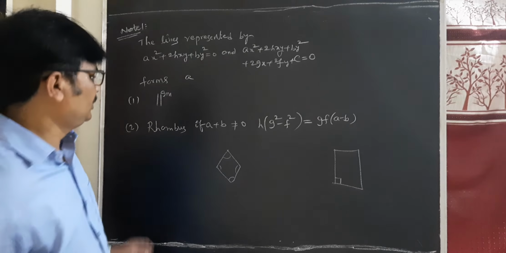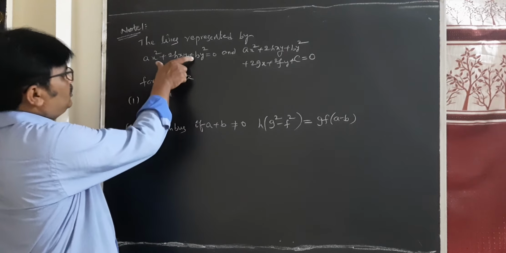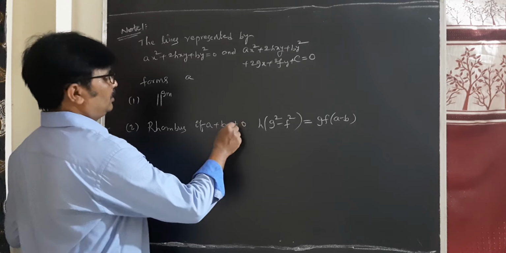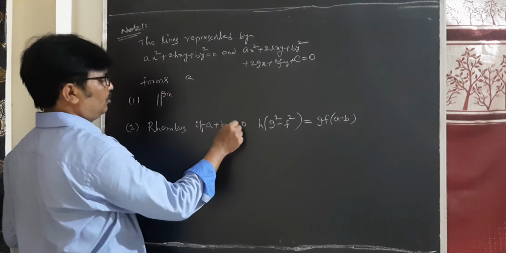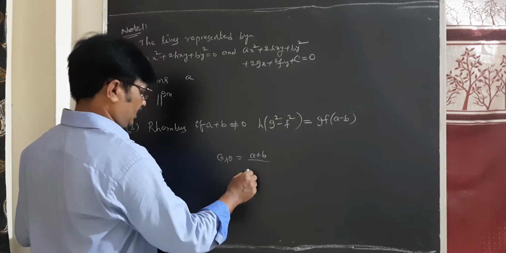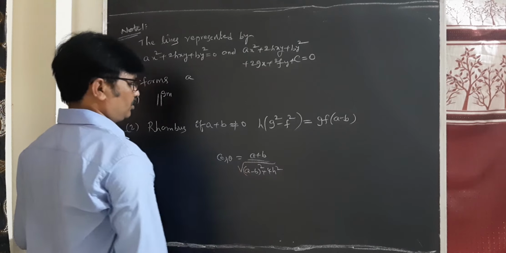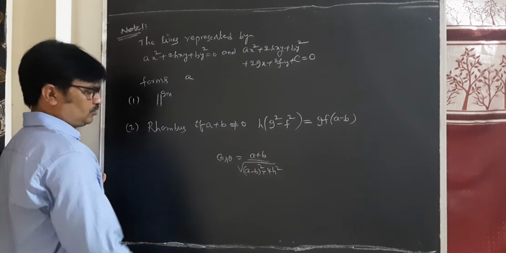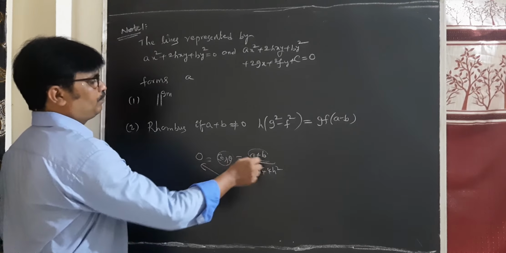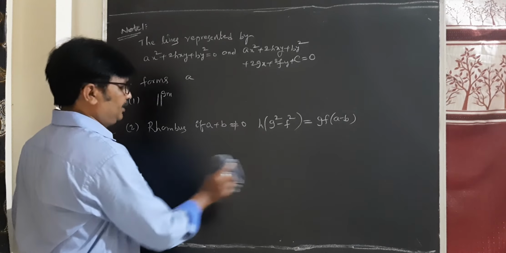Therefore, students, here we know that if A plus B is 0, the angle between the lines is 90. If A plus B equals 0, then cos theta equals (A plus B) by the square root of (A minus B) whole square plus 4h square. Theta is 90, so it will be 0. Then A plus B is 0. Undoubtedly the angle between the lines is 90 degrees.